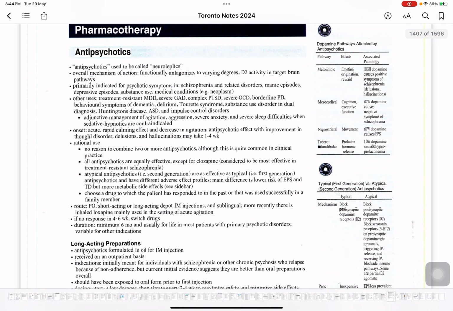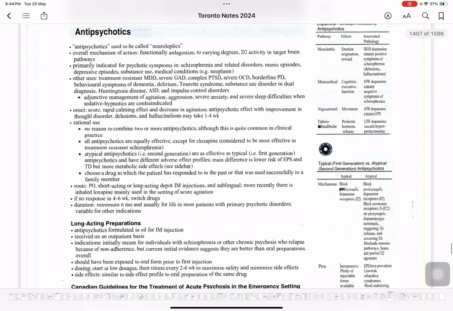They are used for adjunctive management of agitation, aggression, severe anxiety, and severe sleep difficulties when sedative hypnotics are contraindicated. So when a patient has severe sleep difficulties and hypnotics or sleeping medications are contraindicated, you have to use these medications, as well as in cases of agitation, aggression, and anxiety. Onset: there is an acute, rapid calming effect and decrease in agitation, but the antipsychotic effect, with improvement in thought disorder, delusions, and hallucinations, may take 1 to 4 weeks. So the full effect will take 1 to 4 weeks. No one can have an effect from antipsychotics right away, okay?